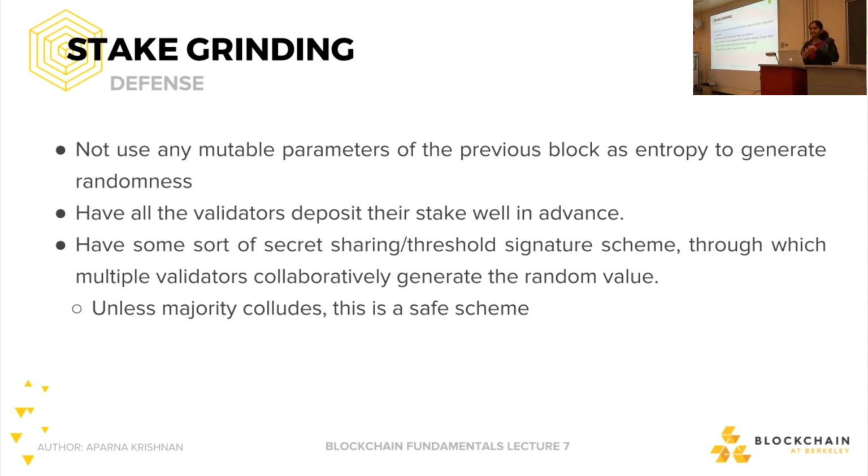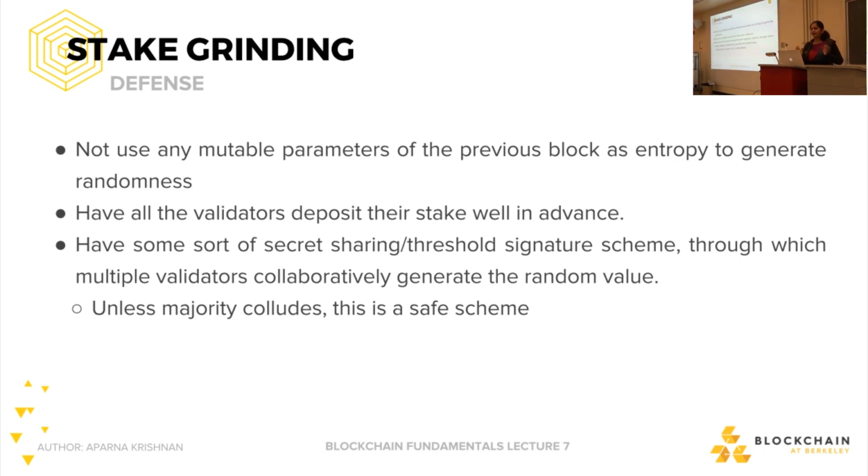Another idea is to have all the validators deposit their stake well in advance. So what that means is if only the current round determined the future validator set, if I was malicious, I could just invest, say, $50,000 right now, if that improves my chance of being a validator for the next round, and then pull out all my investment after that.